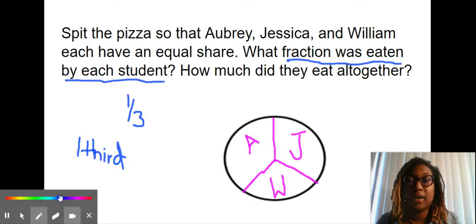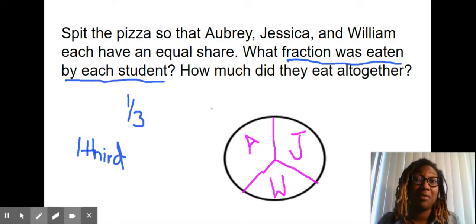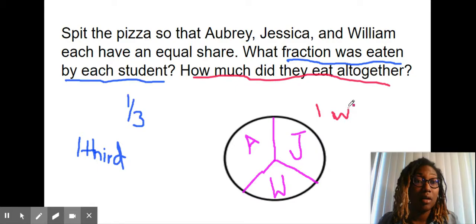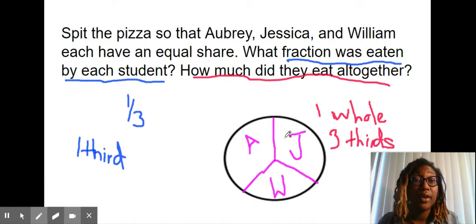Okay, now I'm going to change my color because now I need to figure out how much did they eat all together. So they were really, really hungry. They had a really late lunch. They each ate their 1/3. So if all 3 of them ate their whole 1/3 piece of the pizza, how much did they eat all together? They ate the whole thing, right? 1 whole, which also is the same as 3/3. Okay? Because this is 1/3, 2/3, 3/3. They ate the whole pizza.